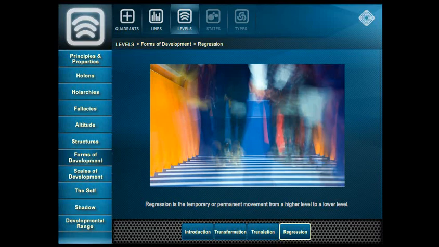Regression is the temporary or permanent movement from a higher level to a lower level. When tracking developmental changes in years with a macro scale, regression is quite rare, happening, for example, in cases of physiological damage, where upper right structures supporting more complex upper left functioning are damaged.